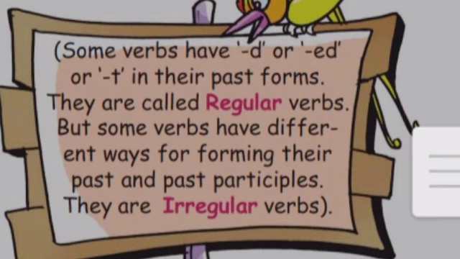Then what is an irregular verb? Some verbs have different ways of forming their past and past participles. They are irregular verbs. The difference is that regular verbs are formed by adding D or ED or T. Irregular verbs have different ways of forming their past and past participles. Let's go through the examples for easy understanding.